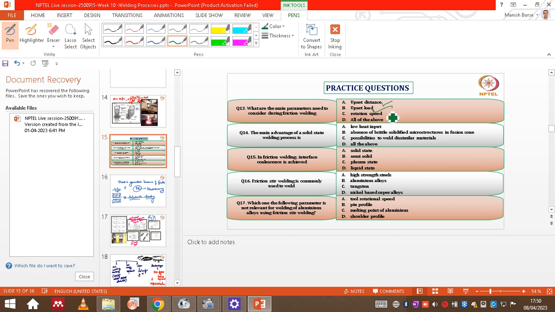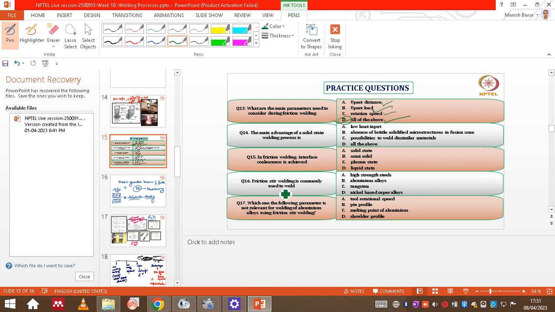Another variable is again rotation speed. Higher rotation speed means higher kinetic energy, so higher friction at the interfaces, and heat generation will be maximum, right? So a proper, or higher, rotation speed is needed for sufficient heat at the interfaces. So all of the above are the main parameters generally used for the friction welding process. The correct option is D.